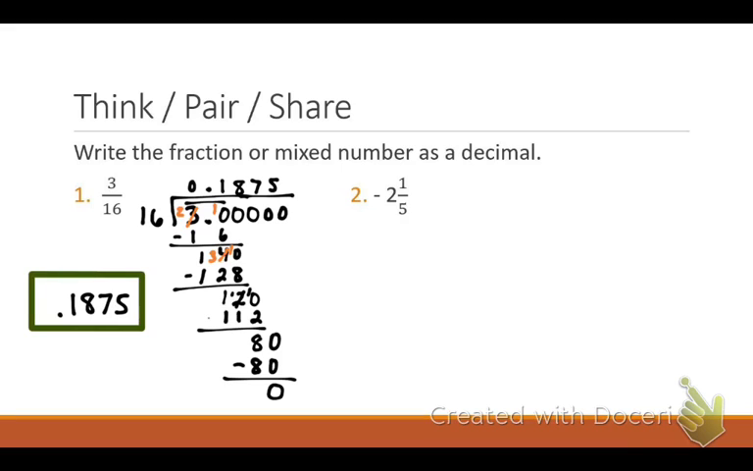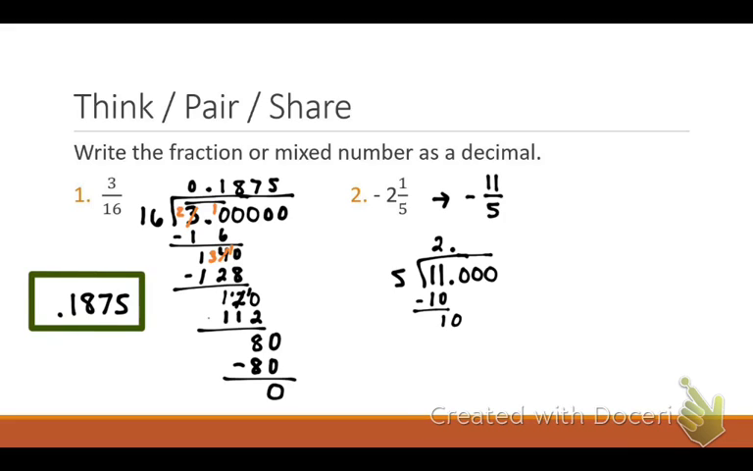Negative 2 and 1/5. Let's turn it into an improper fraction. What would that be? 11. Okay, negative 11/5. Now we're going to divide that. 11 divided by 5. You're allowed to put as many zeros as you want. In our class, we're just going to put 3. I want you guys to try this on your own. All right, Luke, how many times can 5 go into 11? 2. 2 times 5 is? 10. 11 minus 10? 1. Bring down the 0.